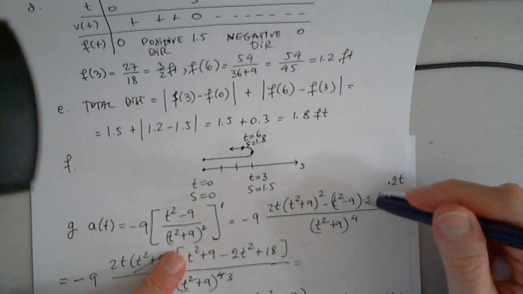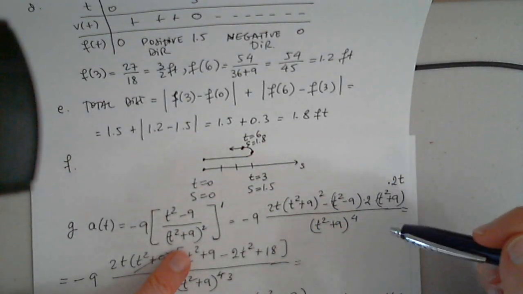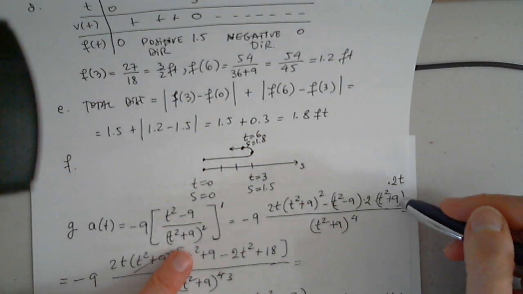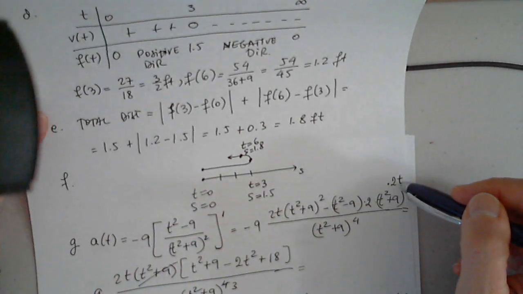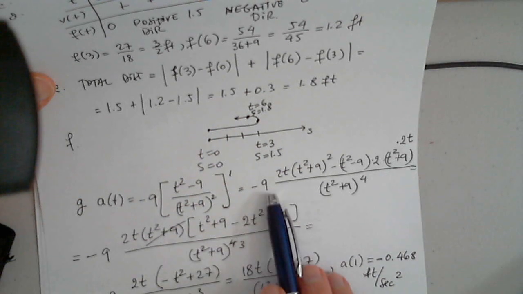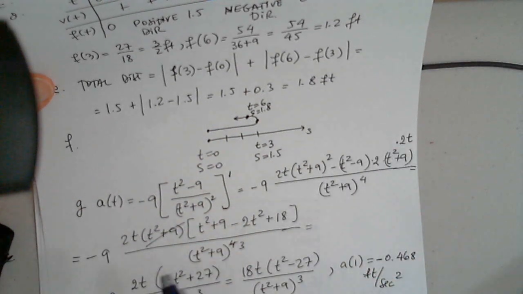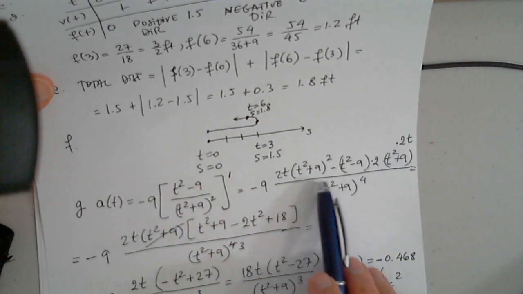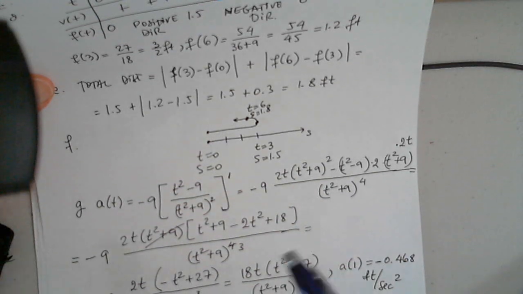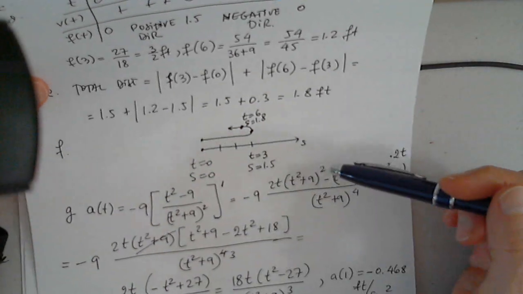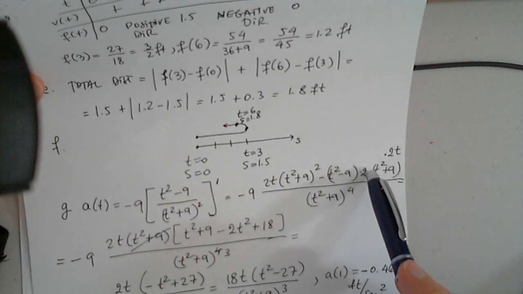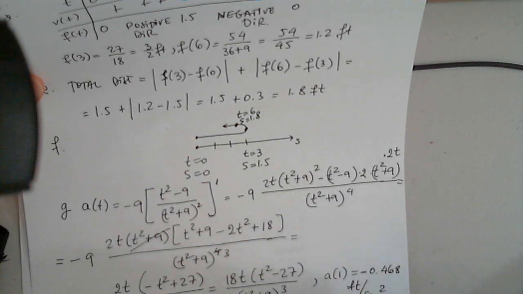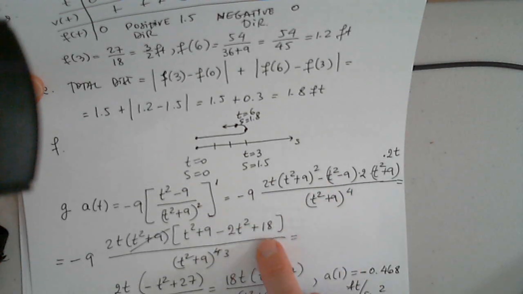So 2, the denominator prime, 2 times t squared plus 9 to the first power times the inner function prime, which is 2t. So negative 9 stays outside. I have 2t that is a common factor, and I have t squared plus 9 that is a common factor. From the first term, t squared plus 9 is left. This is out, so I distribute 2. I get negative 2t squared and positive 18.